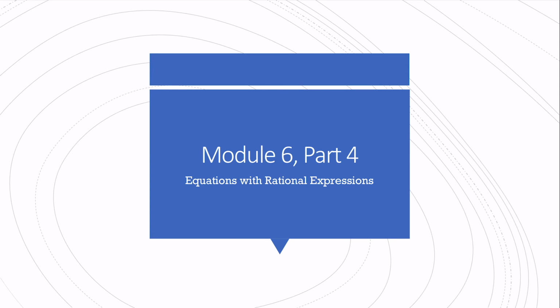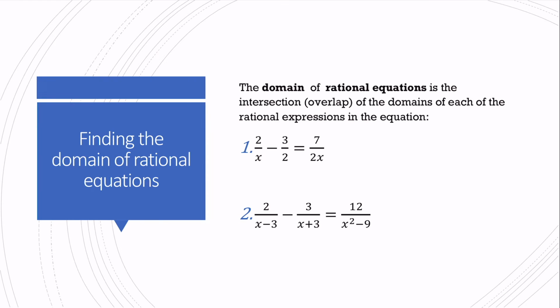So please make sure you're completing your guided notes as we go along. The first thing we need to make sure we're finding is the domain of our rational equations, reminding ourselves that we can never divide by 0, right? So what I need to do is look for the overlap of all the domains of each term or rational expression in my equation.